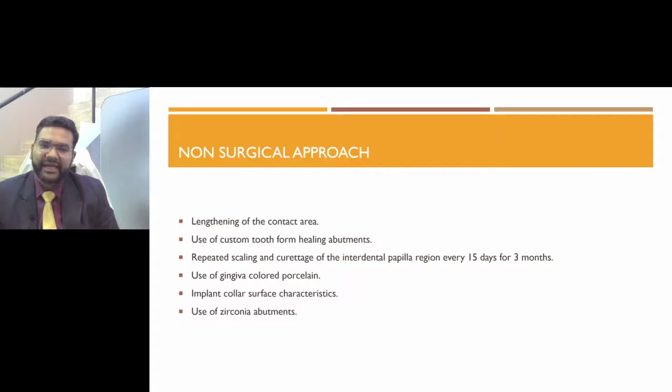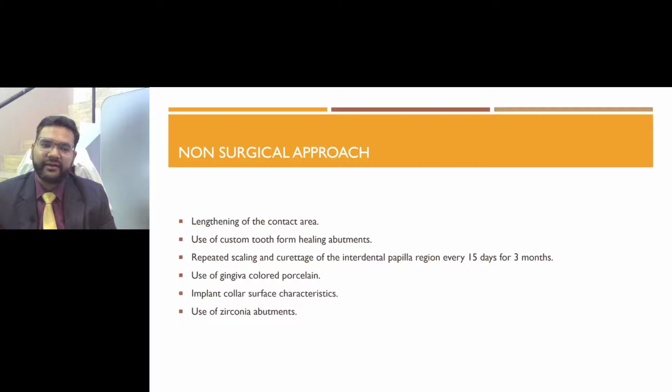A circular design is not really recommended because it is not in the form of a tooth. At the level of the CEJ of the tooth, we can see that it's not round, it's somewhat triangular in the anterior aspect and a large oval form in the posterior teeth. We should have custom tooth form healing abutments to give a nice emergence profile.